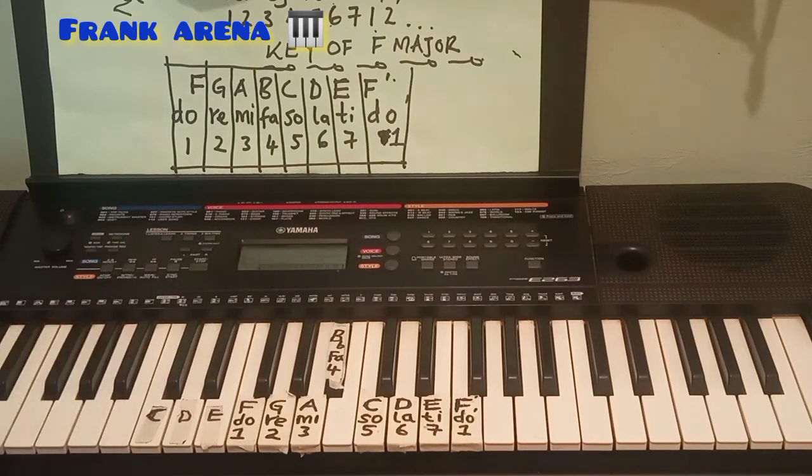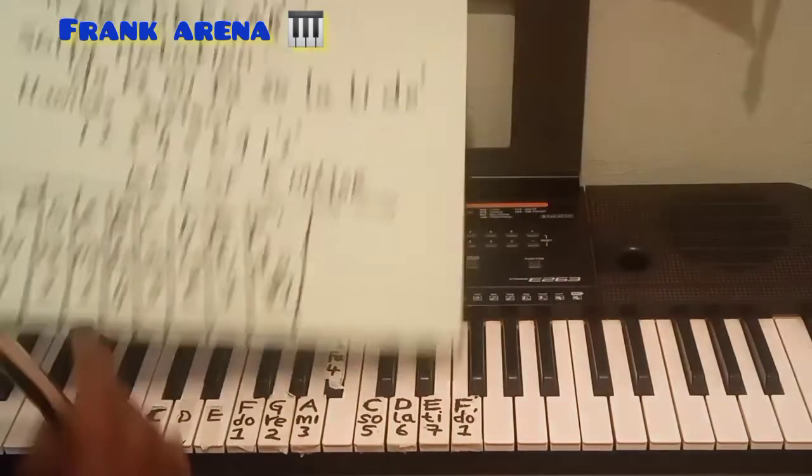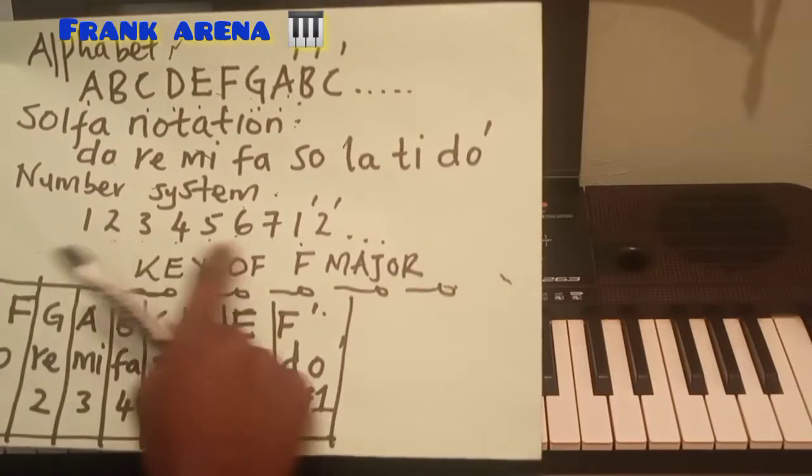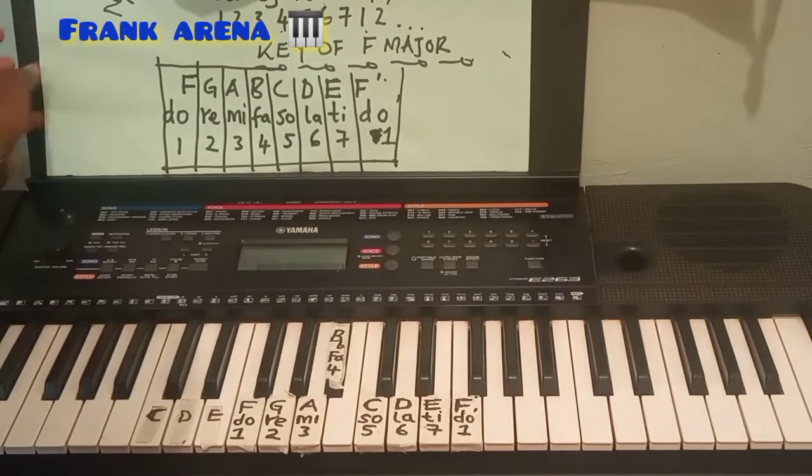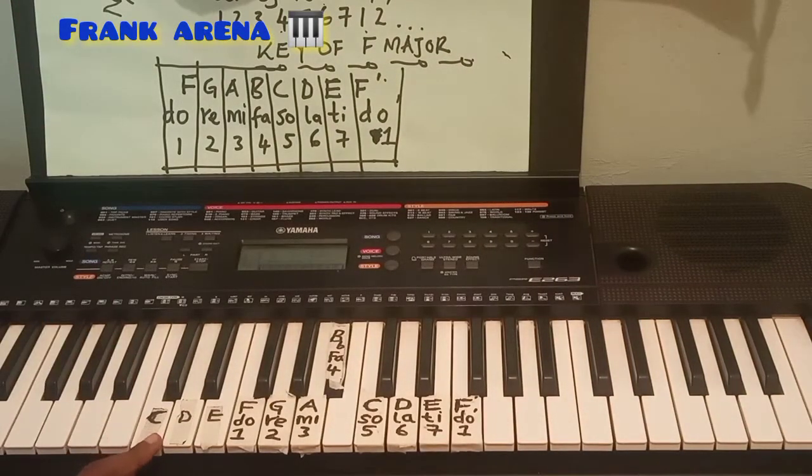Then the other way of naming the notes on the keyboard is using the number system. So using the number system, again, these are 7 notes. So we have number 1 to number 7, and then we repeat all over again. Just like we have said in solfa notation, these numbers begin from the first note of the key that you're playing. So if I'm playing on the key of C, then C becomes my number 1, D becomes number 2, like that, depending on the scale that you're playing on.